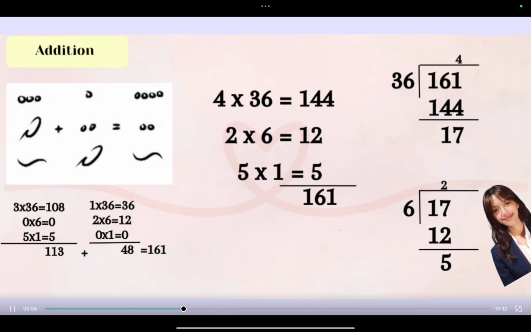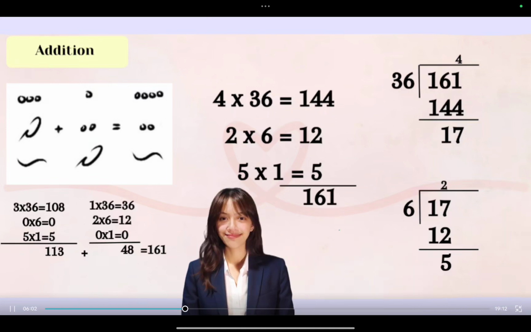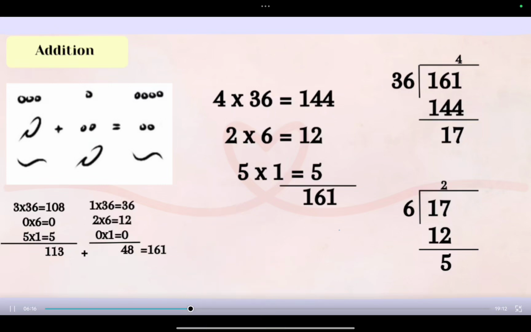Now 17 divided by 6 is equal to 2, remainder 5. So 161 in base 10 is equal to 425 in base 6. Therefore, the sum of 305 and 120 in the Alon numeration system is 425 base 6.